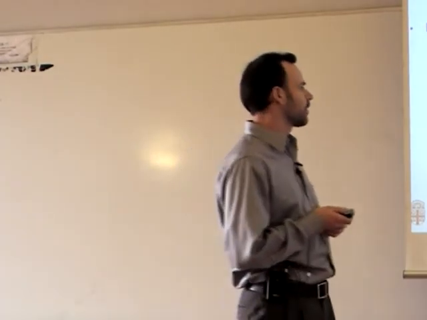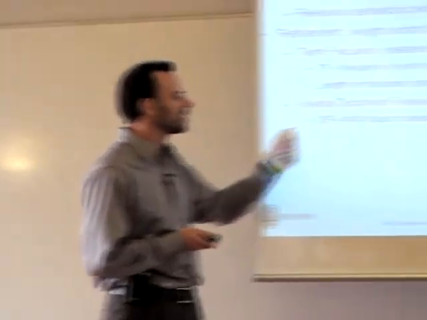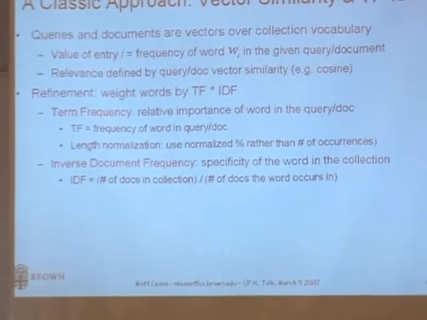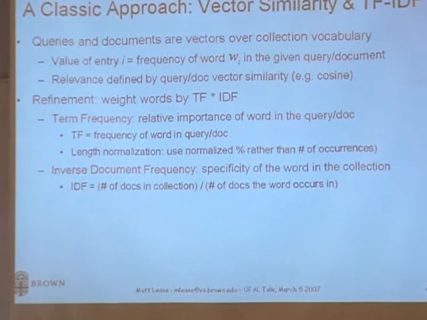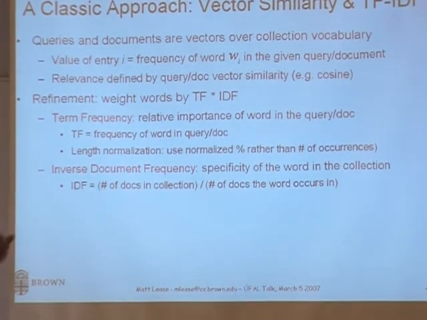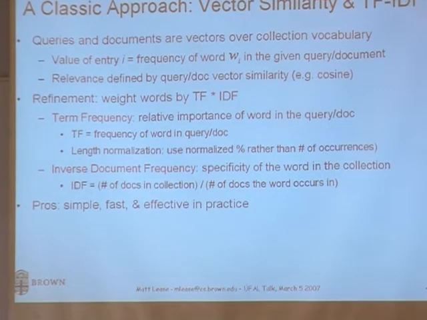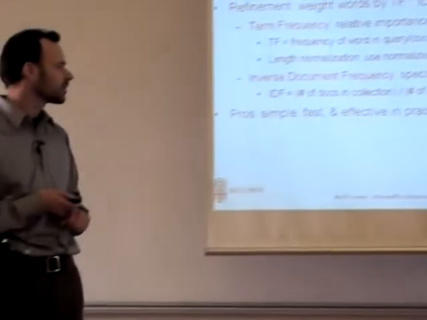And IDF is most simply expressed as the number of documents in the collection divided by the number of docs the word occurs in. So words that occur less frequently will get a little bit of a boost in that product. The advantages of this approach are that it's simple, fast, and very effective in practice. This has been the workhorse for ad hoc text retrieval for many years.